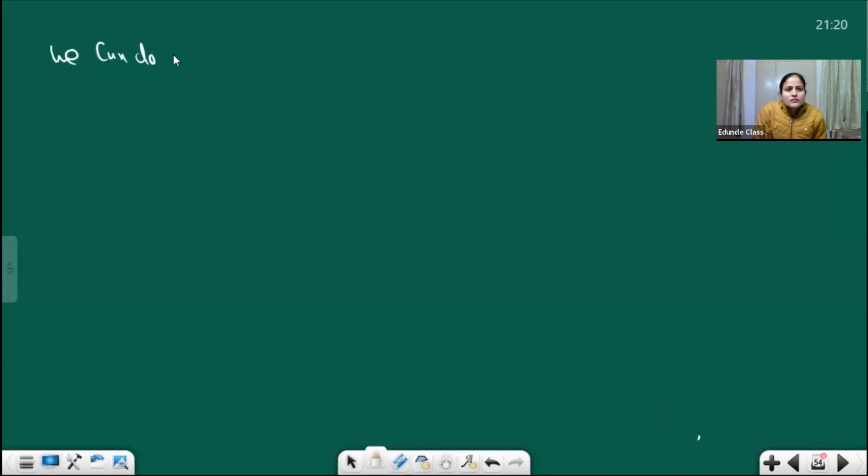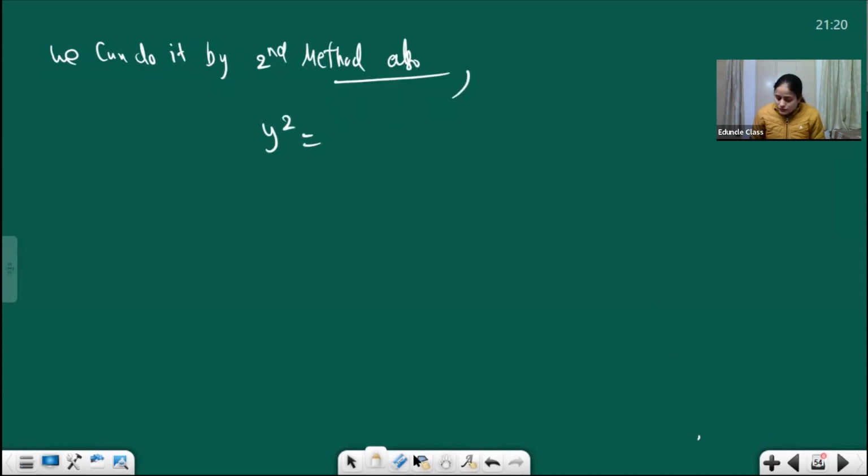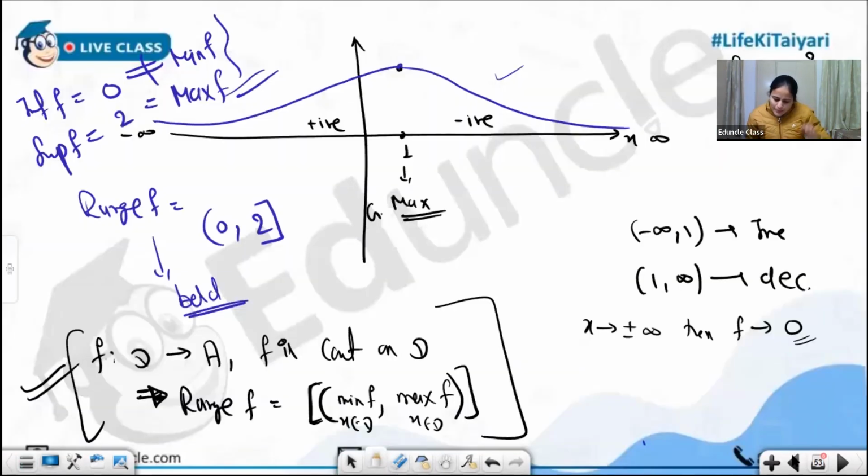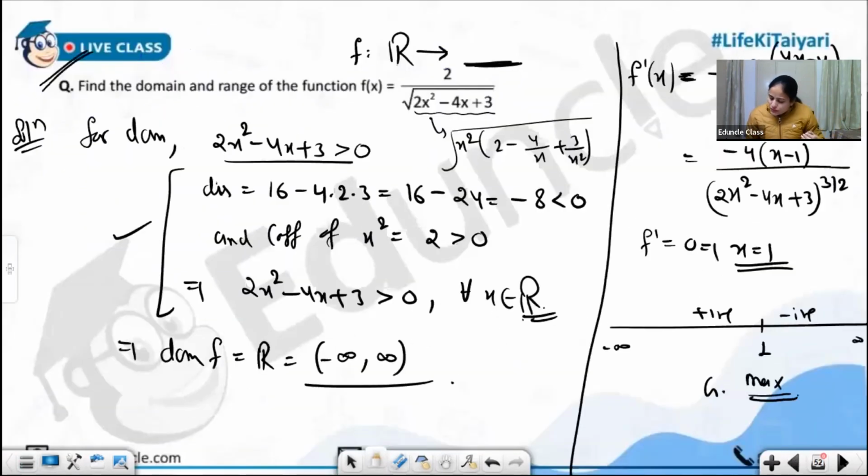We can do it by second method also. Second method, that means you can take the square both the sides. That means you have to consider let y is equal to 2 upon square root of 2x square minus 4x plus 3.